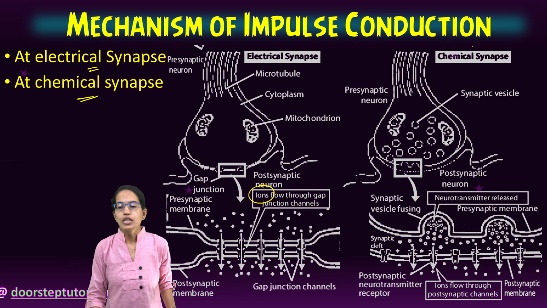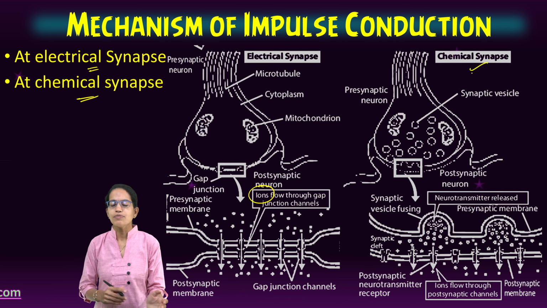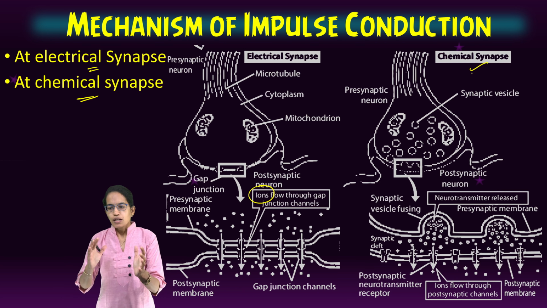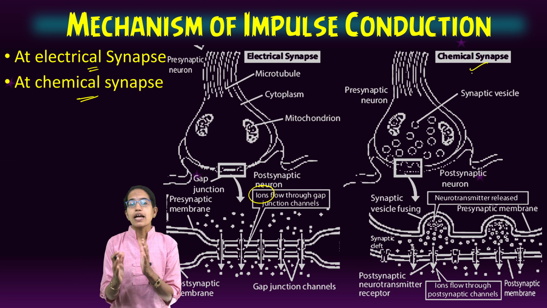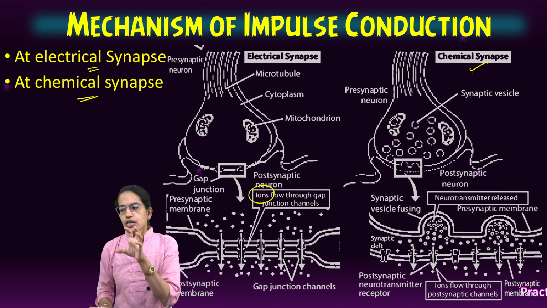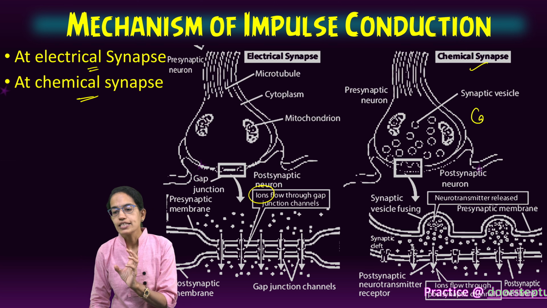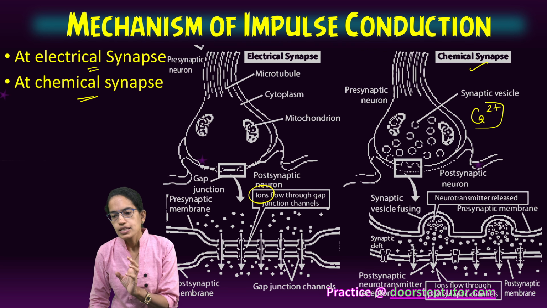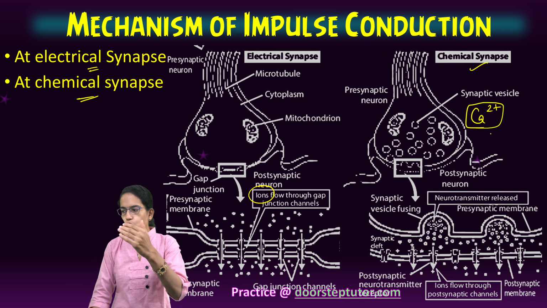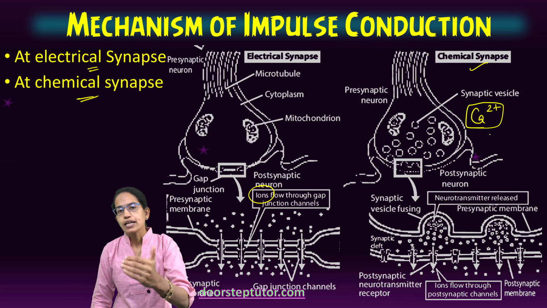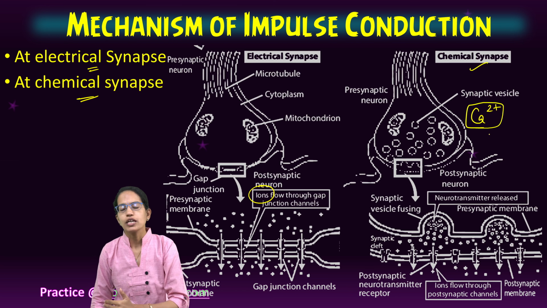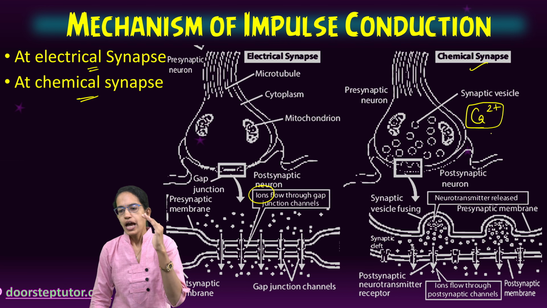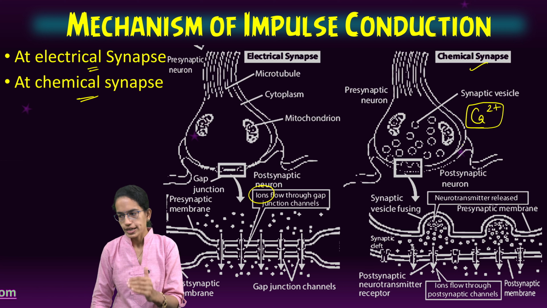Coming on to the chemical synapse. Now, chemical synapse is a little different. Here, we have the action potential which arrives at the terminal of the axon. Now here voltage gated calcium ion channels are present. These calcium ion channels open and the electrochemical gradient allows the influx of calcium into the axon terminal.